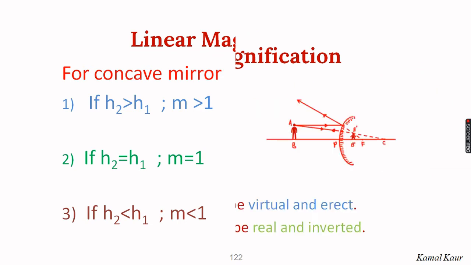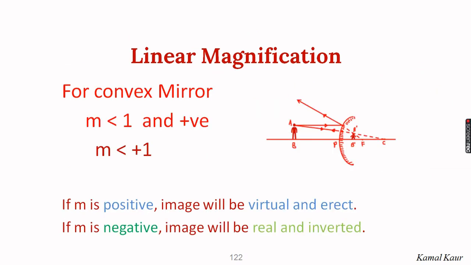Now we will see for convex mirror. For convex mirror there is only one possibility. Image is always diminished and image is always virtual and erect. So we will say that m is less than plus 1. Less than 1 means diminished, plus sign means virtual and erect. So from all these examples we have learnt, if the sign of m is positive, it means that image is virtual and erect. If sign of m is negative, it means image is real and inverted.